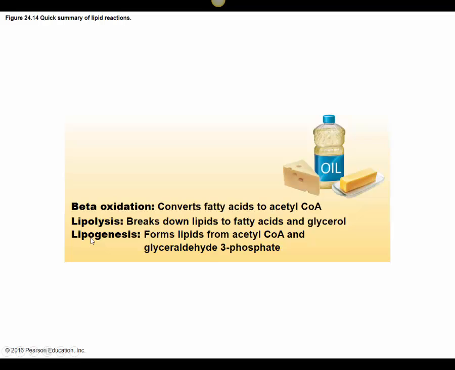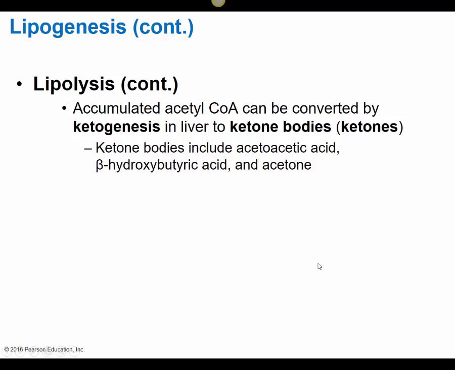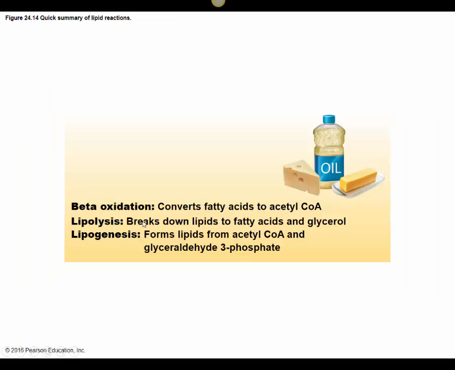So 3 terms related to fats that you should know: beta oxidation is a process where we take fatty acids and convert them to acetyl-coenzyme A so they can enter the citric acid cycle. Lipolysis is breaking down fats, and lipogenesis is forming fats. So again, lipolysis would occur during dieting, and lipogenesis would occur when we are having low activity and high calorie intake.